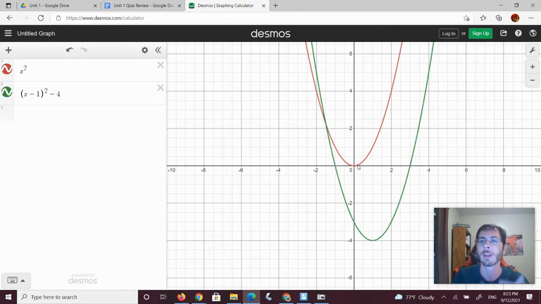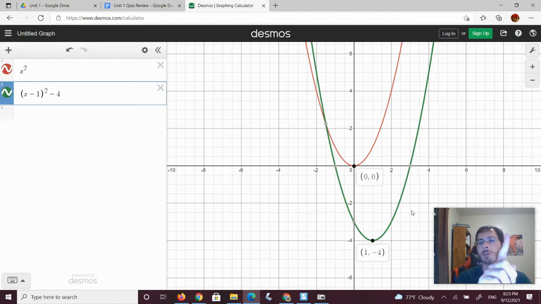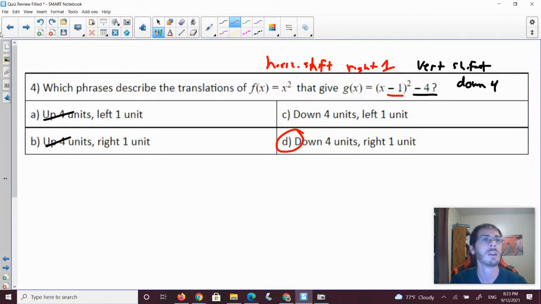What we're going to do is follow any key points. Now, on the red graph, there's really only one key point, just the vertex. So we want to follow the vertex as we go from 0, 0 to 1, negative 4. So we went to the right 1, and then we went down 4. So that's it. This one's done. Again, easy to double check. Should be easy points.